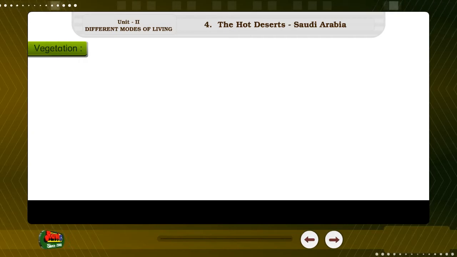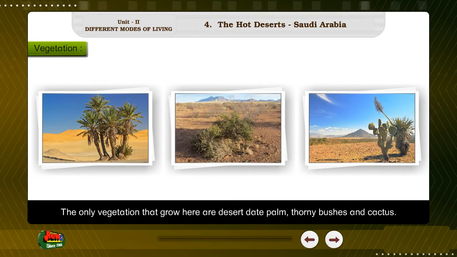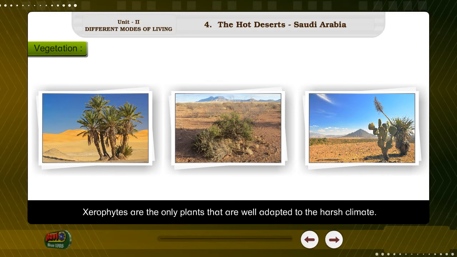Vegetation. As the rainfall is scanty and the land is hot, there is only a little scope of vegetation in Saudi Arabia. The only vegetation that grow here are desert date palm, thorny bushes and cactus. Xerophytes are the only plants that are well adapted to the harsh climate.